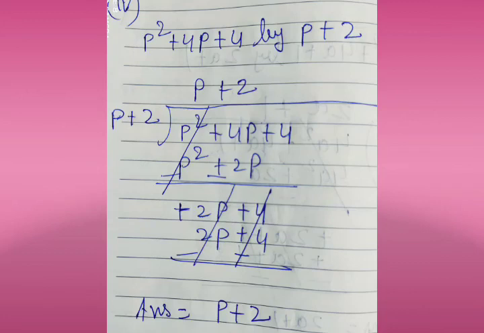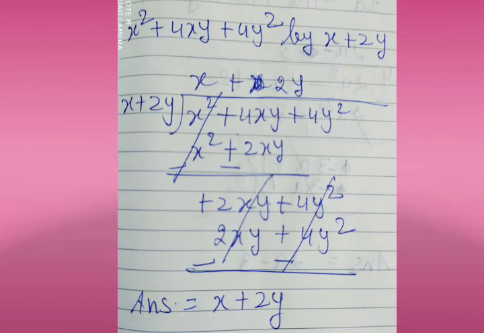Again we will multiply with what? 2. We will multiply p plus 2 with plus 2. Then only we will get 2p plus 4. Then we will change the sign. Plus 4 will become minus 4, and plus 2p will become minus 2p. So the answer is what? P plus 2.